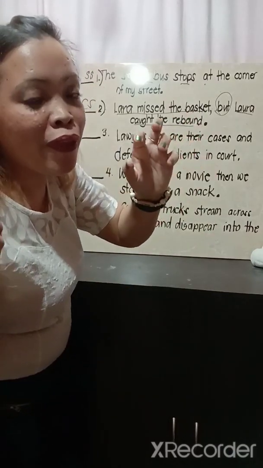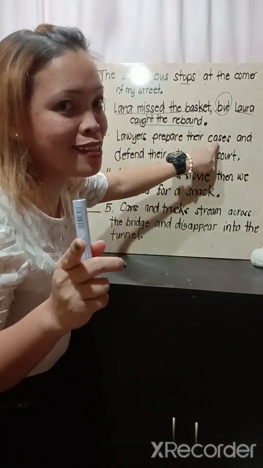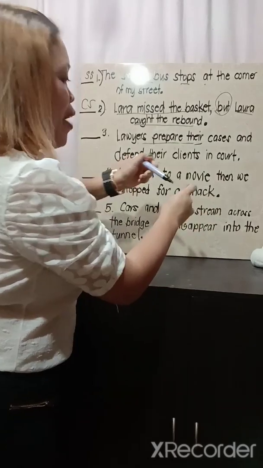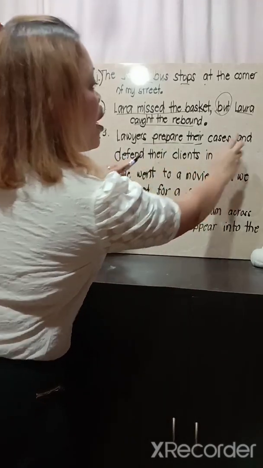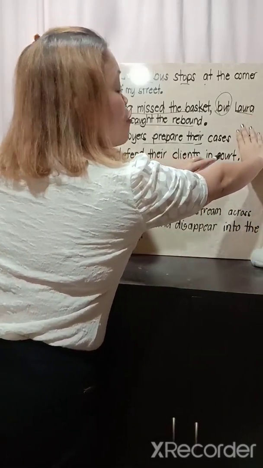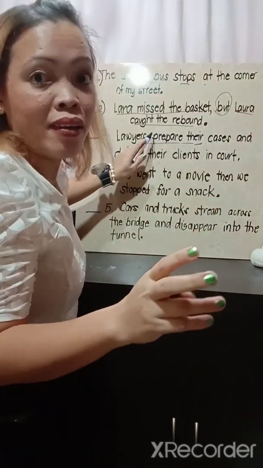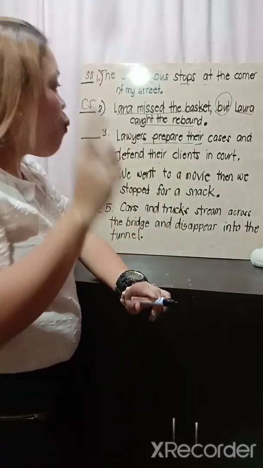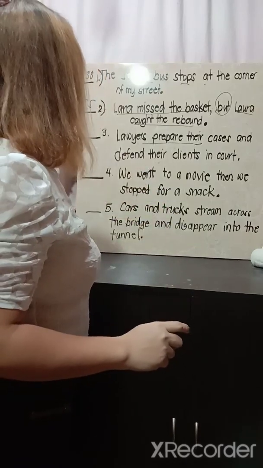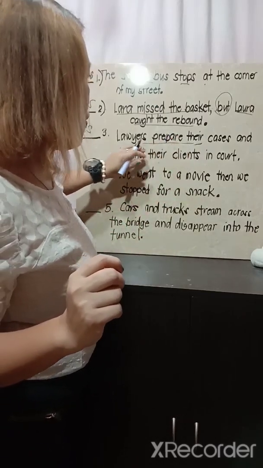How many thoughts are there? Lawyers prepare their cases. That could be 1. Okay, we already have 1. Then defend, we are going to cover this one. If you think that is a connector, we cover it: defend their clients in court. Do you think it delivers a complete thought or meaning? No. So only 1. Since it only has one independent clause, don't hesitate about your answer. The answer is, of course, simple sentence.